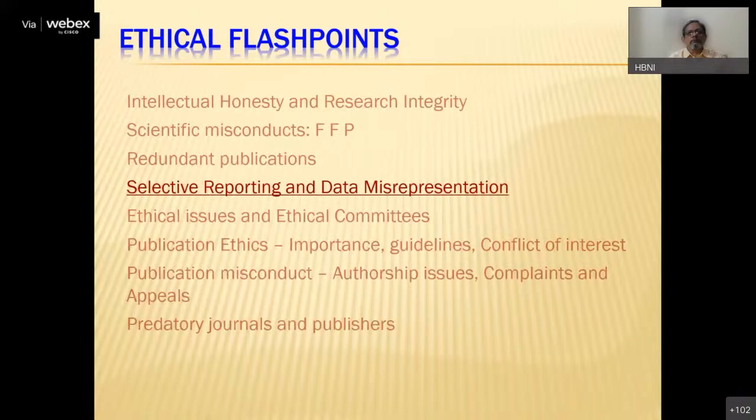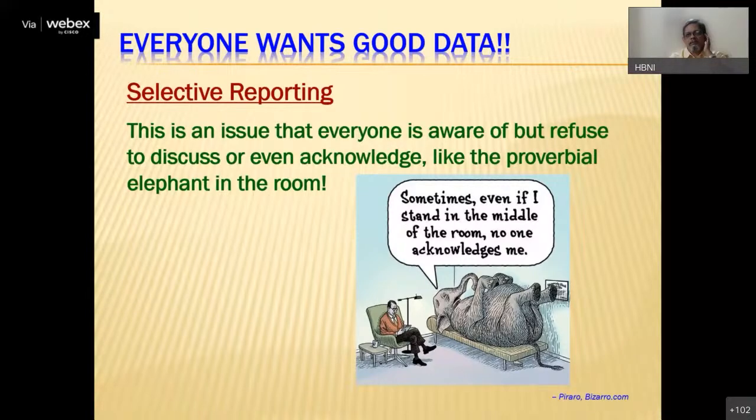Okay, so now I move on to the next portion, which is selective reporting and data misrepresentation. See, the root of the problem is that everyone wants good data. There's nobody who likes bad data. Okay? So this problem of bad data is always present. There cannot be any scientific research activity without failure. There will have to be bad data, negative data, which no one likes. But then no one acknowledges that, yes, we have a lot of bad data. Yes, we have some negative data. Nobody acknowledges. This is like the proverbial elephant in the room.